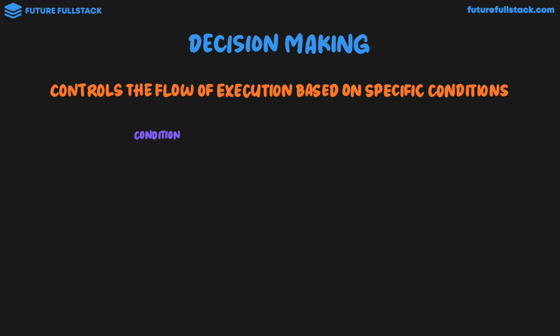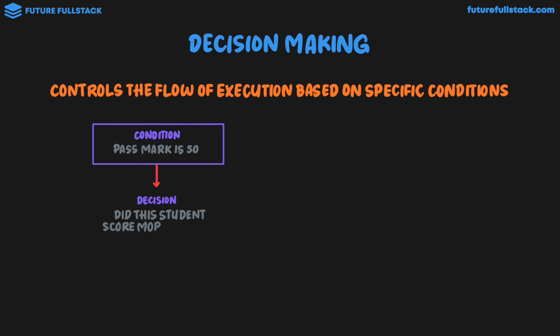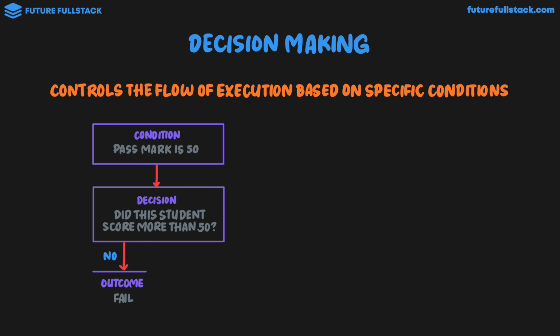Let's say we have a condition, which is for an exam, the pass mark is 50. We then have a decision, which is, did this student score more than 50? And then we have two branches with different outcomes. The first branch is the no branch, where the outcome would be the student fails. The second branch is the yes branch, where the outcome is the student passes.